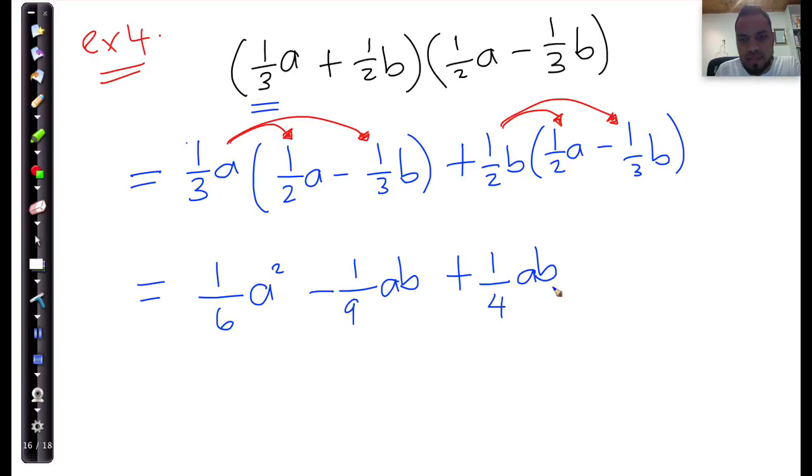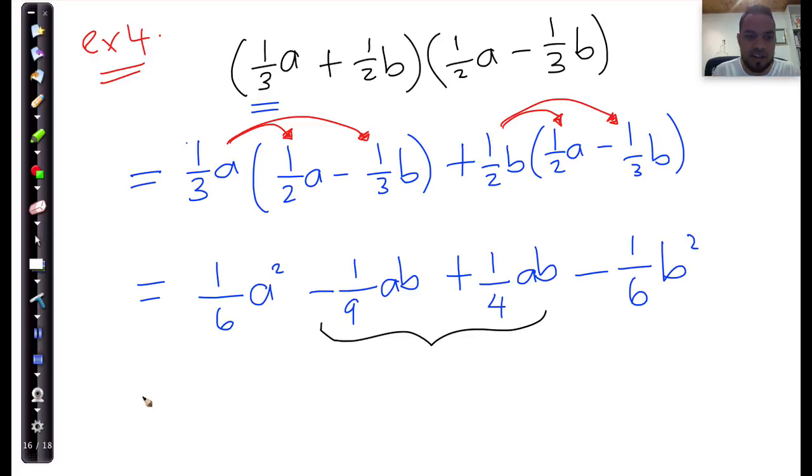And then I multiply the next one, and a positive times a negative is a negative. A half multiplied by a third, 1 times 1 is just 1, and 2 times 3 is 6. And B times B is just B squared. Okay, so I'm going to take a shortcut and work out minus 1/9 plus 1/4, 0.25 plus negative 1 over 9, and that's going to give me 5 over 36.